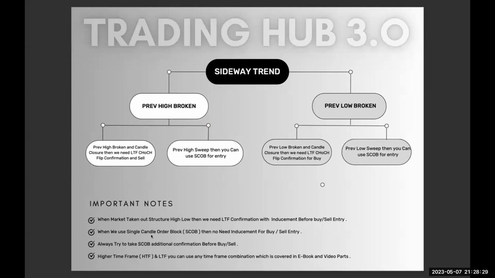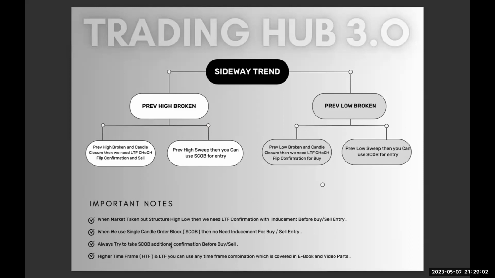When we use single candle order block, SCOB, then there's no need for inducement for the buy and sell. Remember, when you identify a higher time frame single candle order block, for example, 15 minute as a single candle order block, you find an entry, and then you don't need 1 minute inducement. If the market creates inducement, which is correct. If not, then also fine, right? Because the main thing is the liquidity is taken out, which the market already grabbed, right? In terms of the candlestick formation.